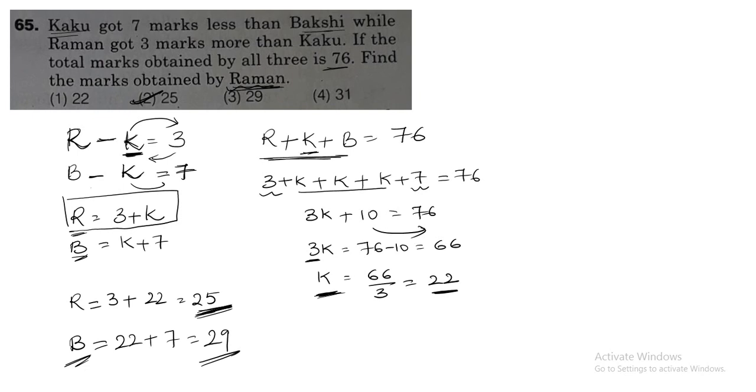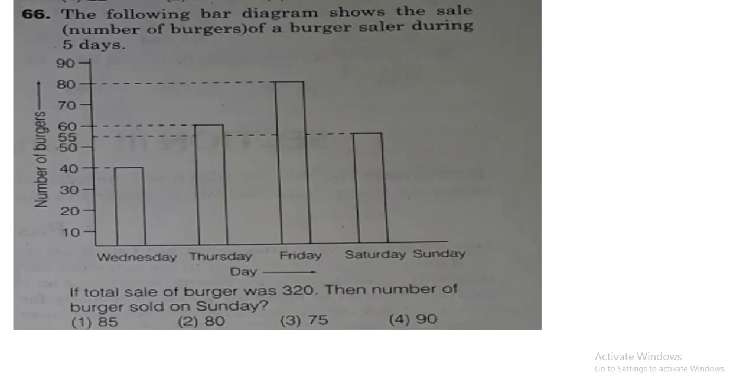Next, moving on to question number 66. Before going to that, once again recalling this particular question: whenever you are given a question like this, convert everything in terms of one particular variable. Raman, Kaku, Bakshi, we got these particular expressions, but you need to convert each and everything in terms of a single variable. So Raman I have converted in terms of k, Bakshi also I have changed in terms of k, right?